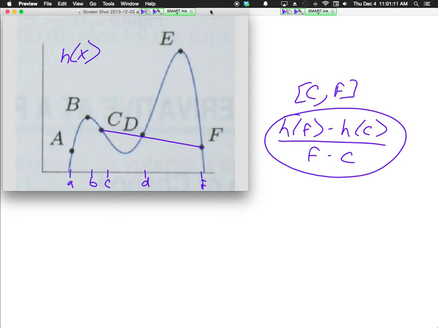Now, if I wanted the IROC, for instance, the instantaneous rate of change of H at E, what would I do to find it? Find the derivative and plug in E. So IROC, if I wanted it at E, would be H prime of E. So that's the difference between AROC and IROC.